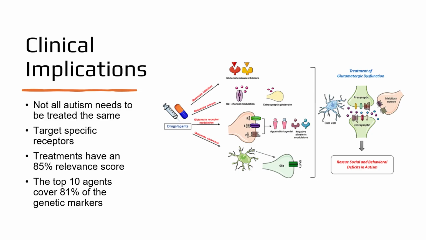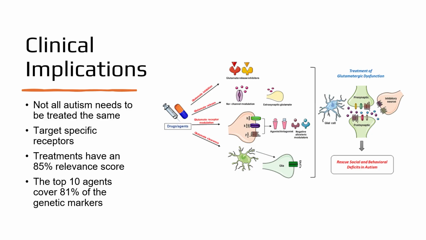For perspective, we are going from a 0% biological success rate in traditional behavioral therapy to an 85% success rate in matching biological targets to treatment. The fact that 10 agents cover 81% of these markers is the most important takeaway. It proves that the minimal phenotype is highly treatable if we stop looking at behavior and start looking at receptors. Furthermore, the top 10 agents I identified covered 81% of the genetic markers within this phenotype.